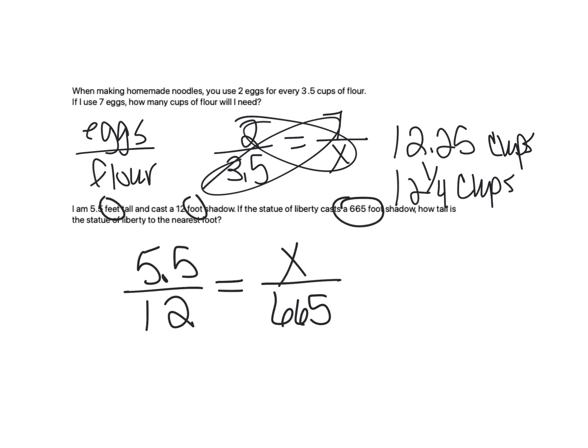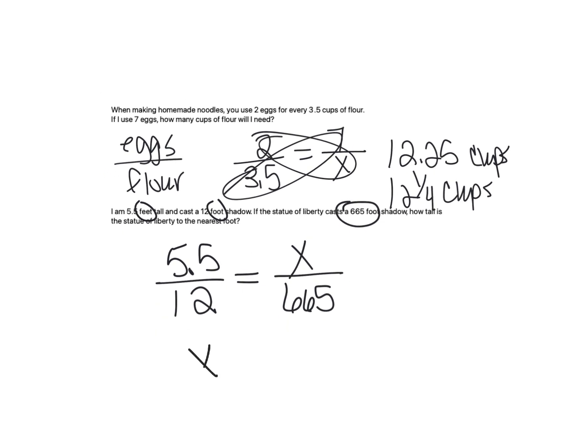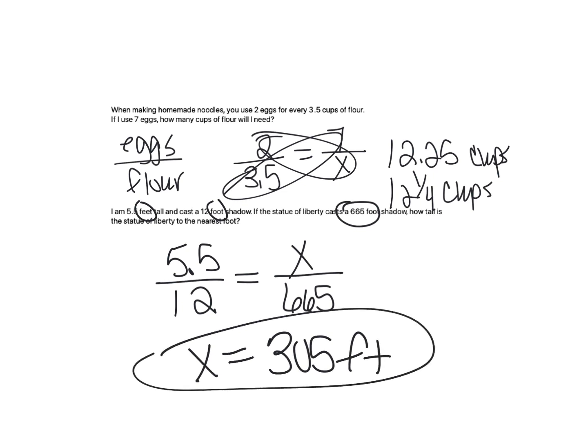The height of the Statue of Liberty is on the top, and when you use the cross product, you end up at 305 feet, which I Googled. The Statue of Liberty actually is 305 feet tall. So a little bit of Google trivia for you. The Statue of Liberty is 305 feet tall.